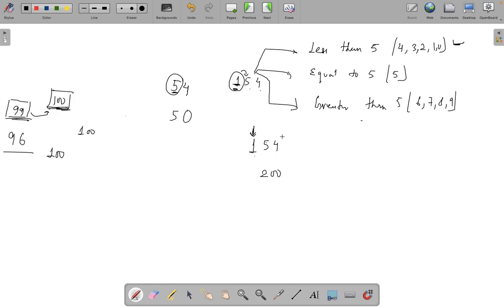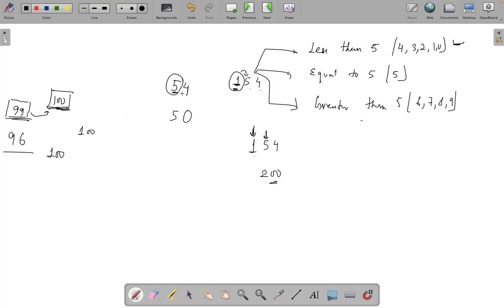So the simplest approach to this is just check this number. No need to go for this. If it is 5 or above, then you know that this number will be closer to 200. If it is 4, then you know this number is closer to 100. That is what you mean by rounding this off to the nearest 100. So the nearest 100 is 200.